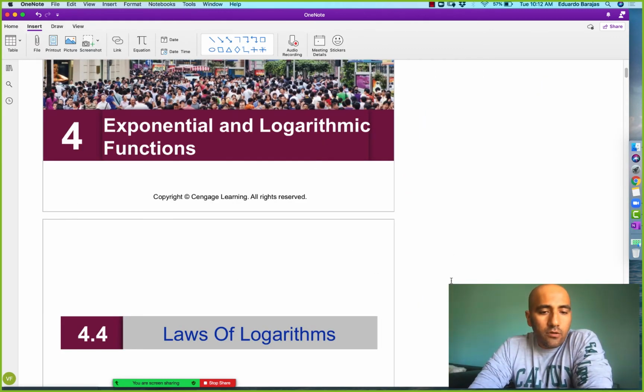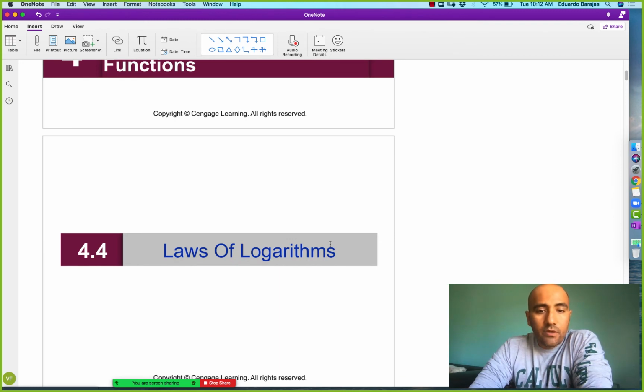Section 4.4, laws of logarithms. Okay. Remember that a logarithm is not an operational symbol. It's not like addition, subtraction, division, multiplication. It's not that. It's a function. It's a function that is described by the simple process of looking up the table of an exponential function and reading it in reverse. Right? That's all we're doing with a log.